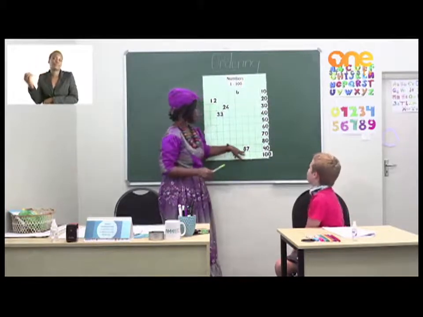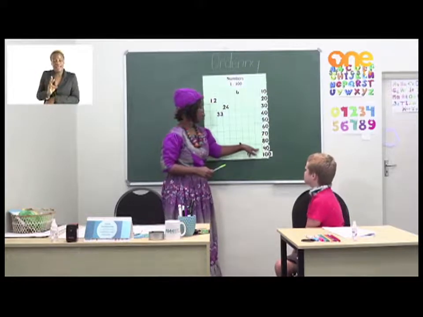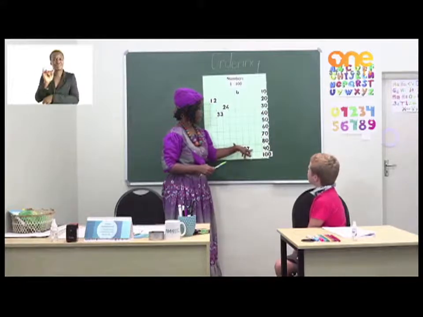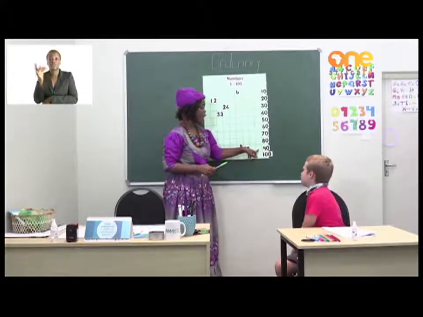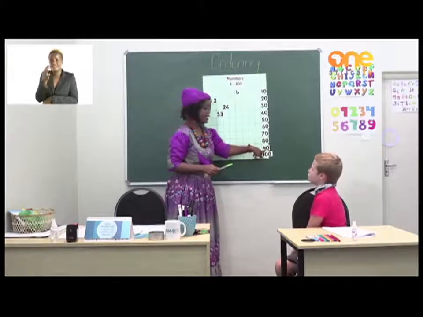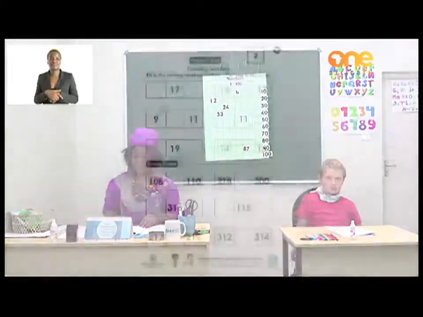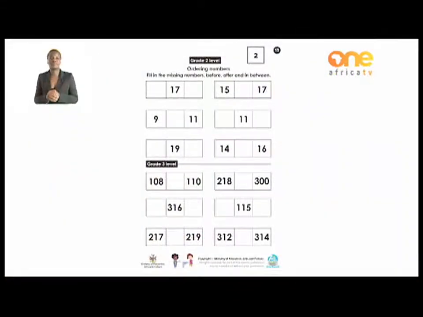Now here we have 87. It's only 2 boxes for 2 numbers. What 2 numbers do we find here? 88 and 89 and 90. Good. Now let us quickly look on our worksheet. It says fill in the missing numbers before, after, and in between. Now teacher is going to do the first one for you. We have the number which has already been indicated for us in between.